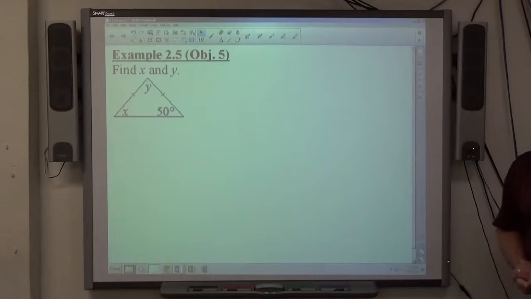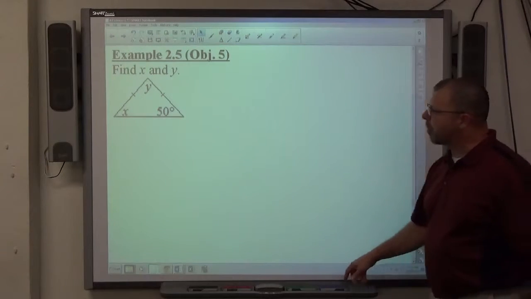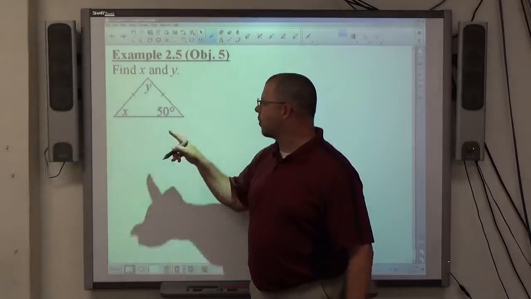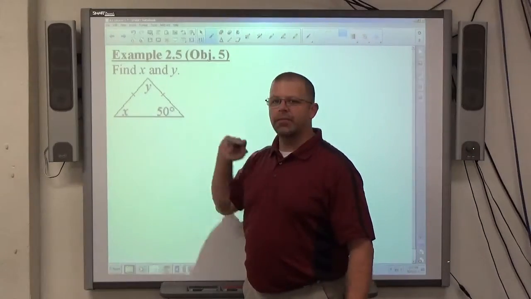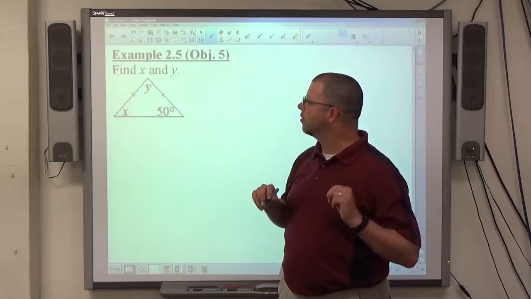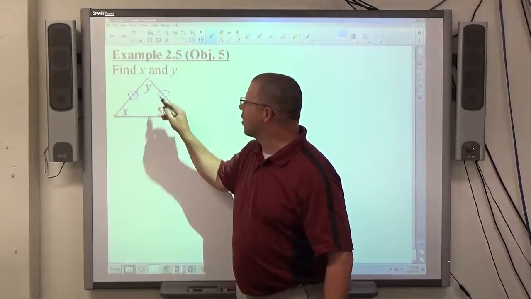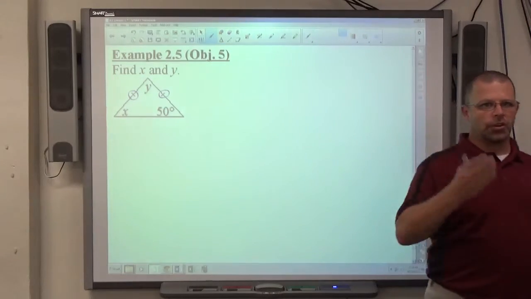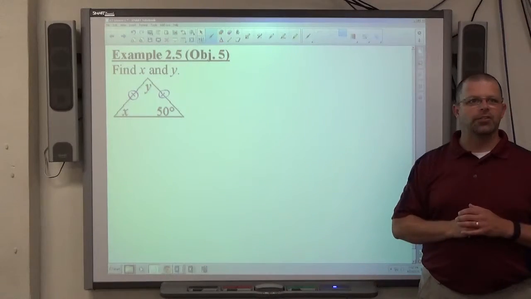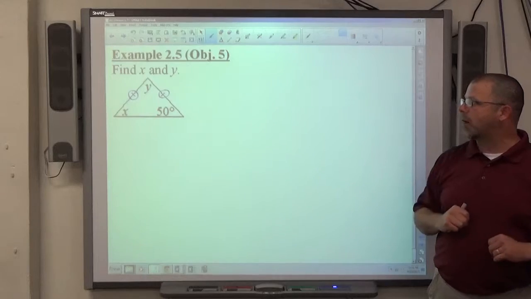All right, example 5, find x and y. Now, notice this problem. Same issue as before. We have an angle. We know we're trying to find other angles. This time we have 2 missing angles. We do have one extra piece of information given to us here, which is that these 2 sides are marked as equal to each other. If you see those little dashes on sides, that implies congruent sides, which means equal measure.